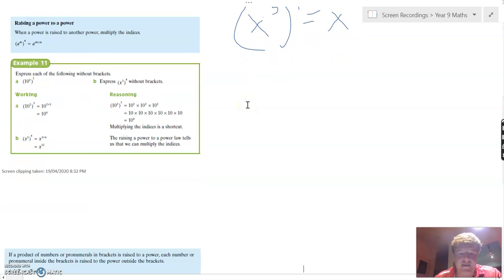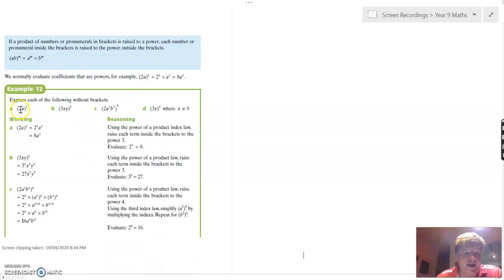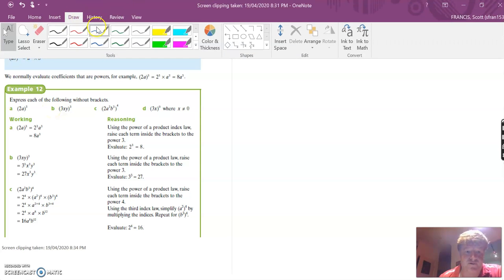Let's have a look at the next set of examples here. Now, when we've got a number in front, we have to raise both of these to the power of 3. Right, so we want to get rid of the brackets in this again. So it's going to be 2 cubed times a cubed. Right, so here's our general rule. When you have two numbers together in the brackets raised to the power of m, they're both going to be raised to the power of m. So let's have a look at the second one. We've talked through that first one. Let's have a look at this second one here and see if we can work through that one.